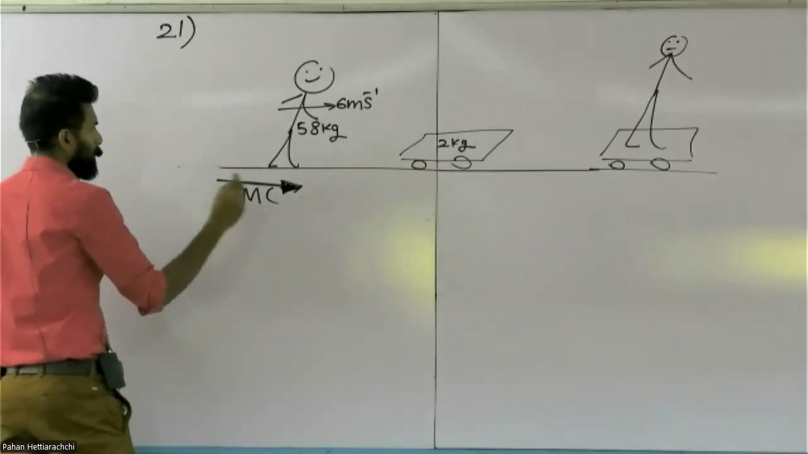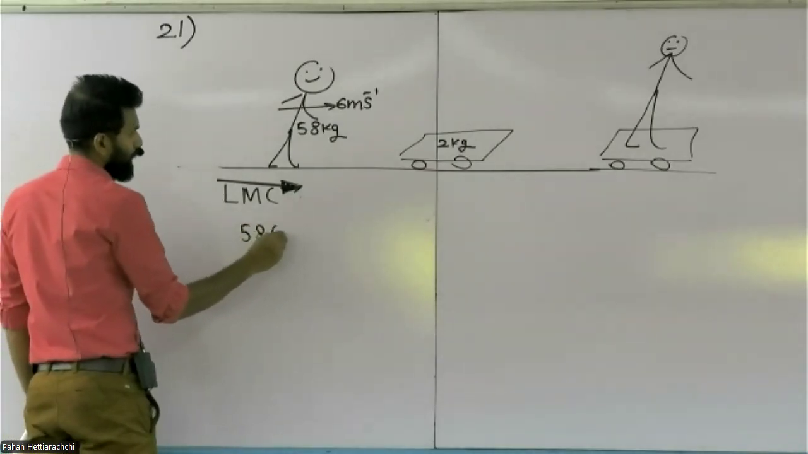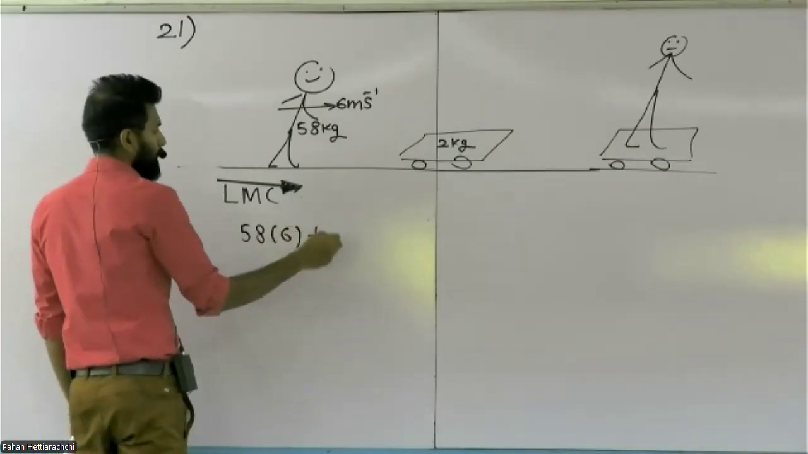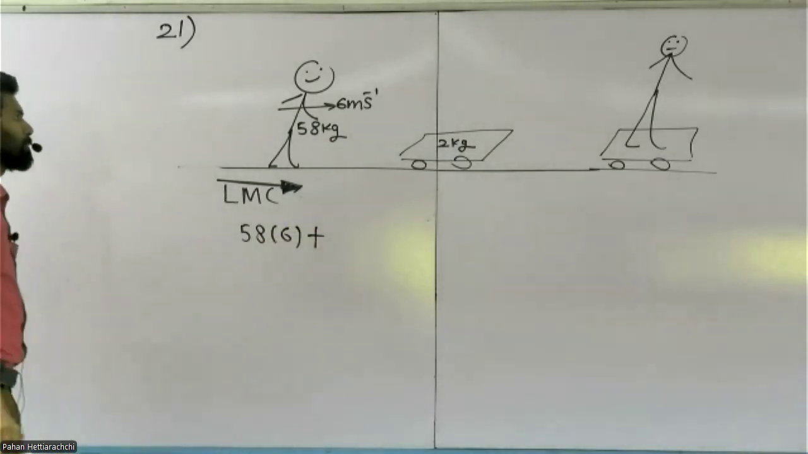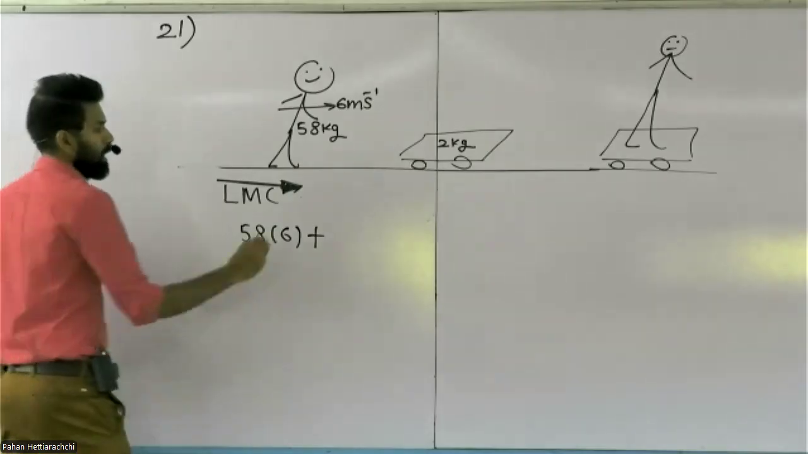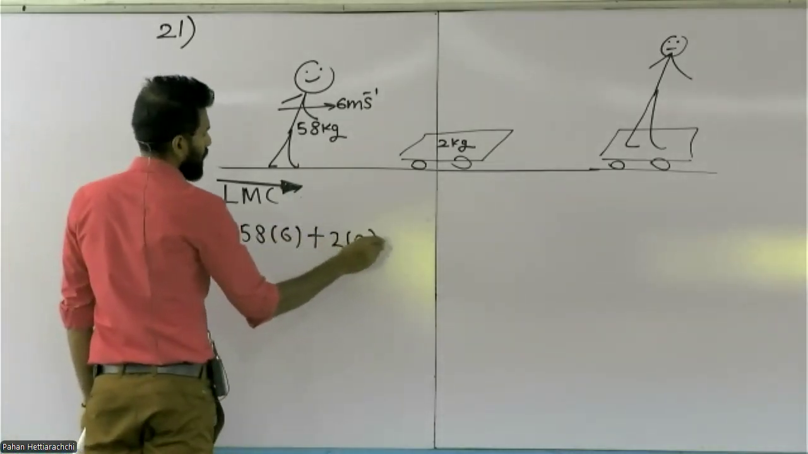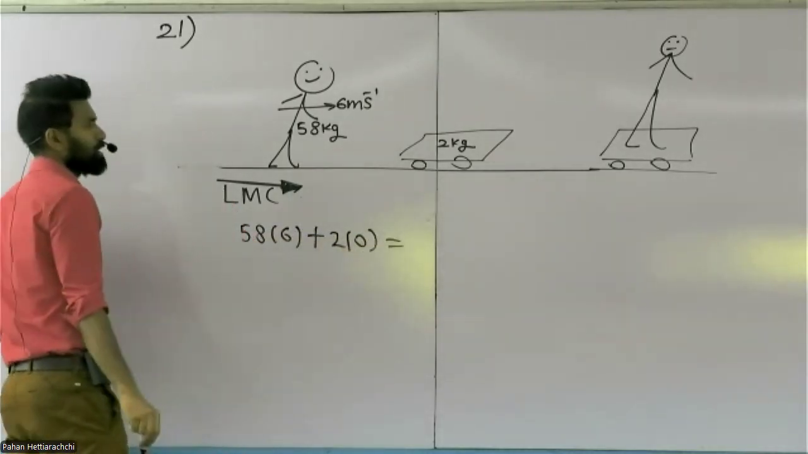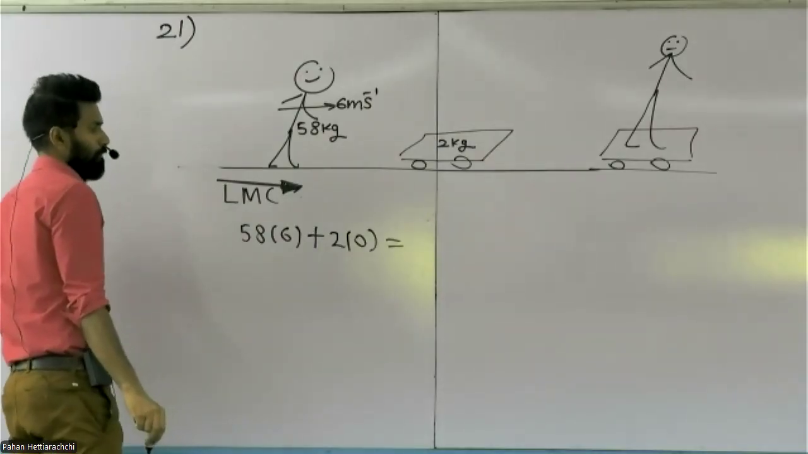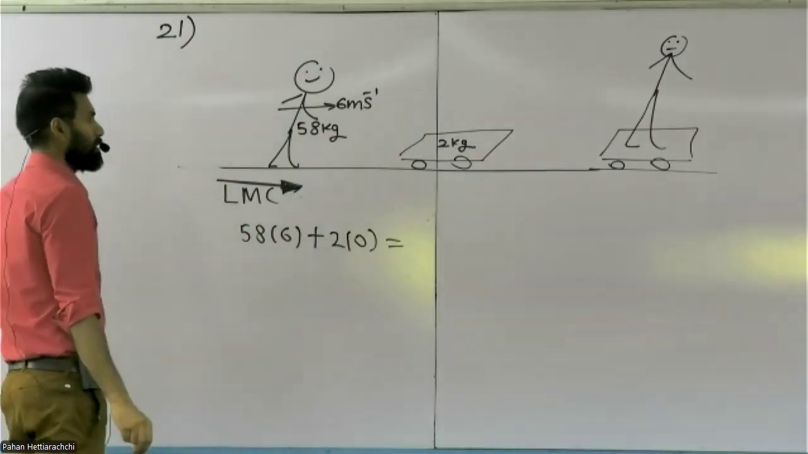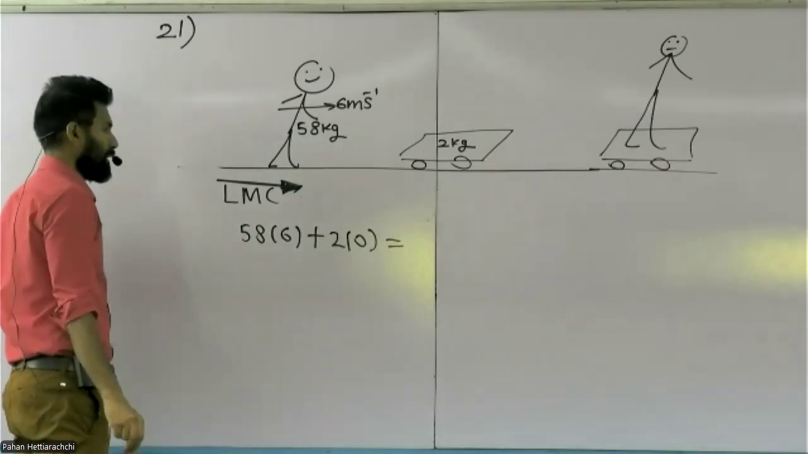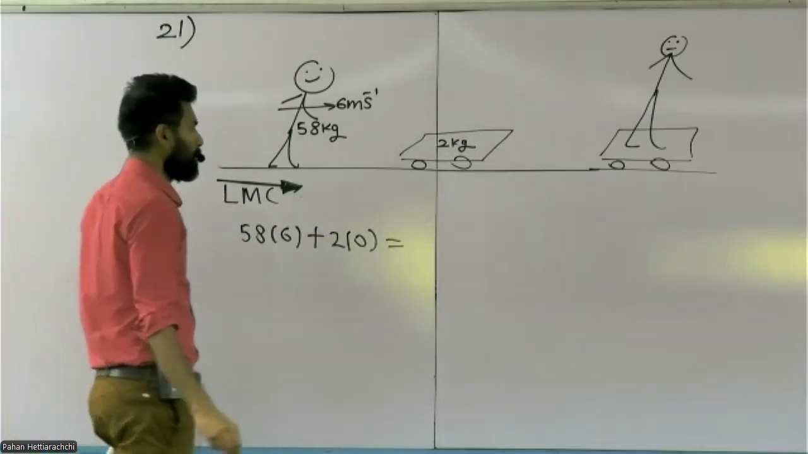Okay. So what are the initial momentums? 58 into 6, momentum component of the man at the beginning, plus 2 into 0. Initially the trolley is at rest, so 2 into 0. These are the initial momentum components. They are equal to the final momentum.